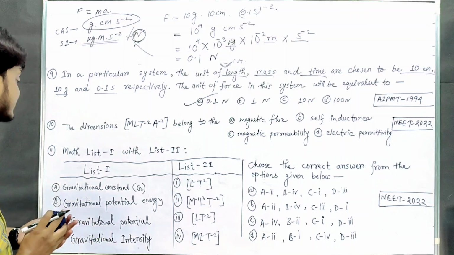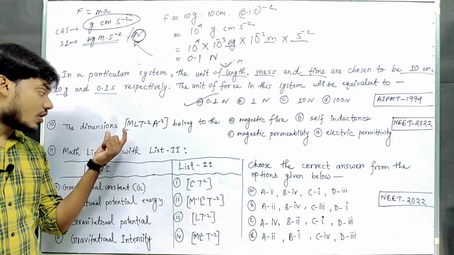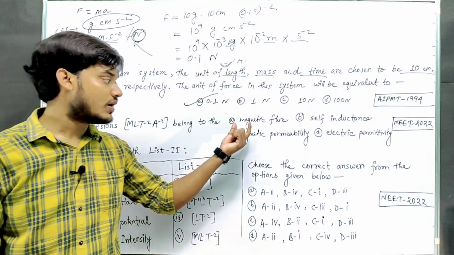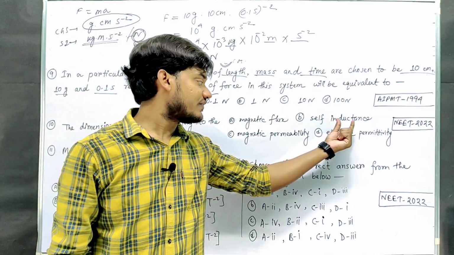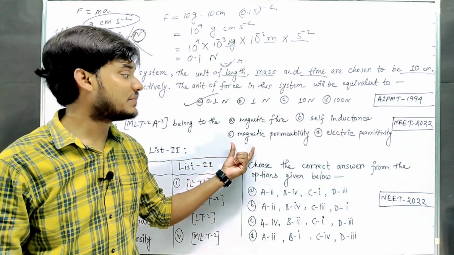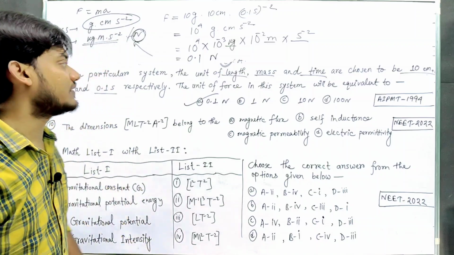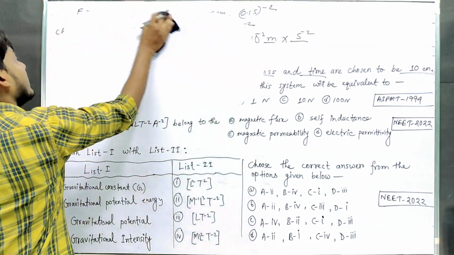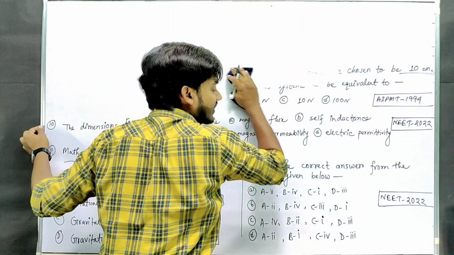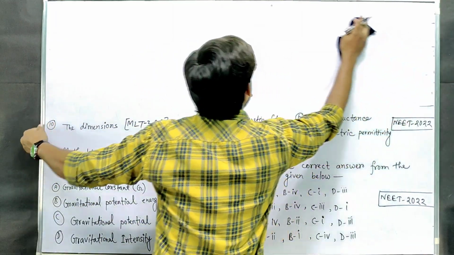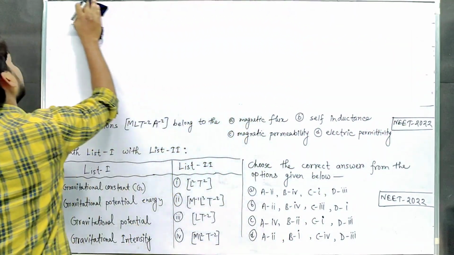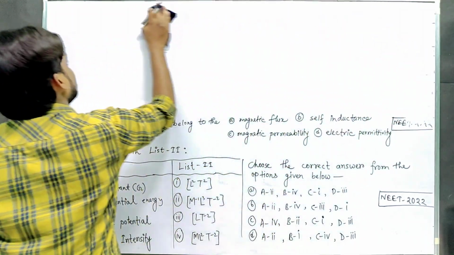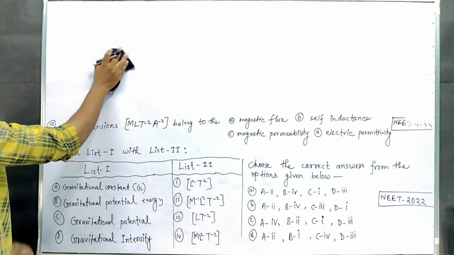Okay, next question. The dimensions M L T inverse 2 A inverse belong to: magnetic flux, self inductance, magnetic permeability, electric permittivity. Try and see what comes. The dimensions of physical quantities, you have to remember them. Okay.